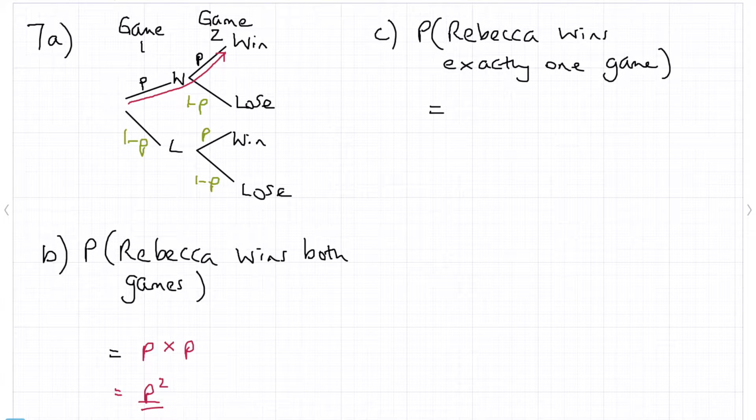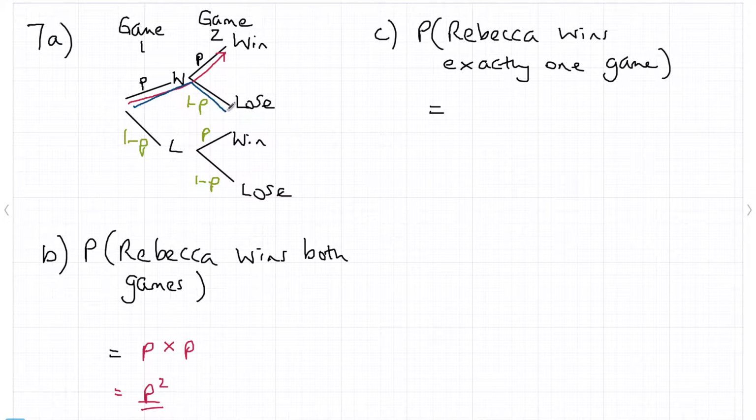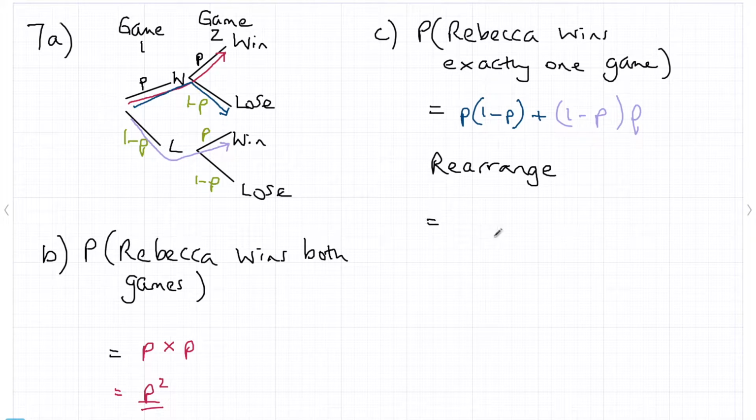So there's two paths that could possibly be. And we'll draw those in different colours. The first path we're going to draw in blue. So that's a win and a lose. That's P times 1 minus P. Well, the other path in purple is a lose then a win. So that's 1 minus P times P.